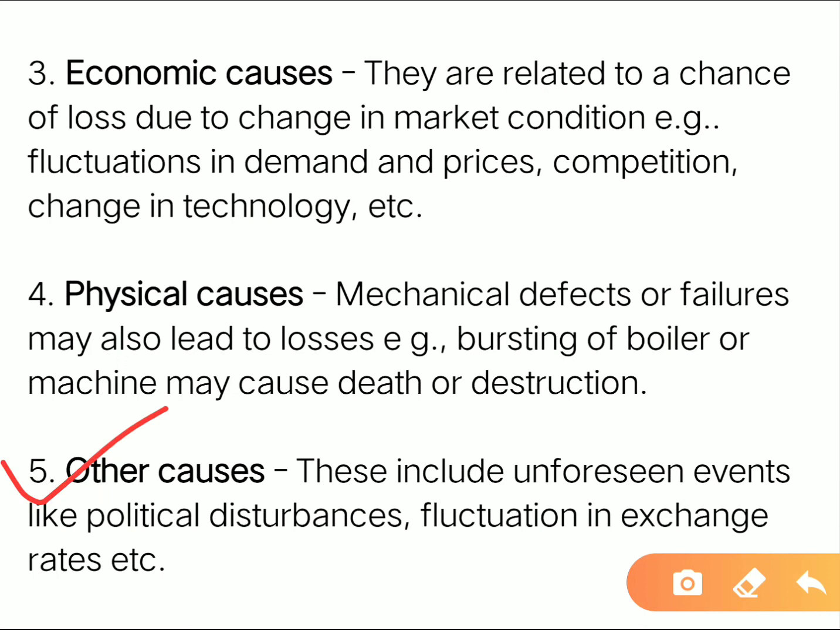These include unforeseen events like political disturbances, fluctuation in exchange rates, etc. See, other causes means, students, generally due to the political matter also many businesses get affected. Political matter, government matter, or due to the fluctuation in exchange rates, generally exchange rates of the bank, the money exchanges. Many things are there, this is not the only thing, many things apart from all these causes which you have studied. Apart from all these causes, there are many other causes, political disturbances by the government. So many other things are also there which prove to be risky for the business.